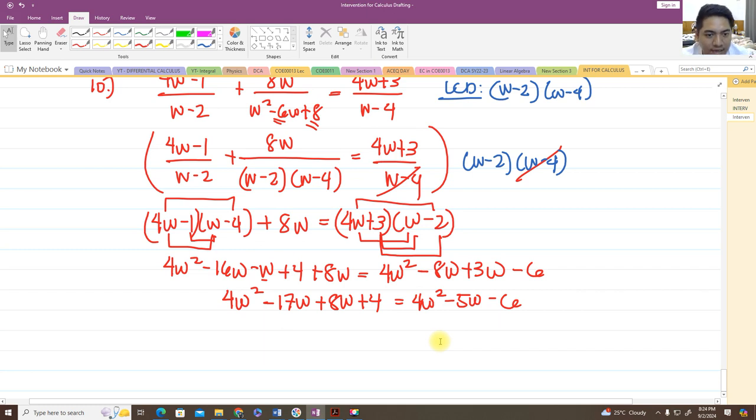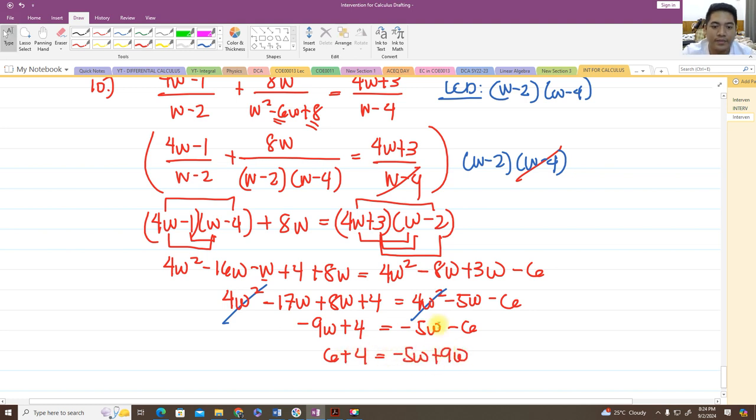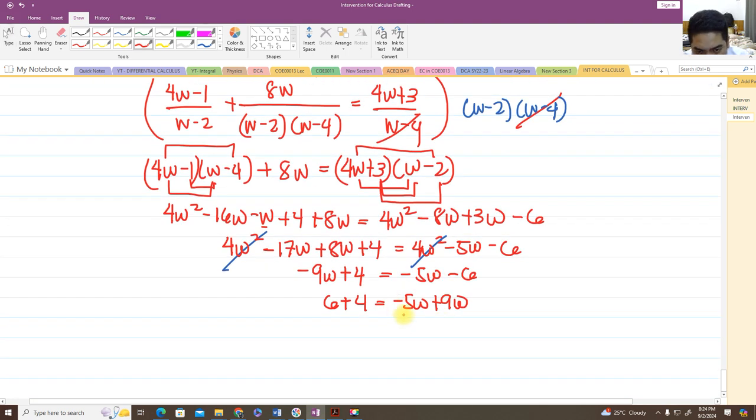Alright, so basically, what we are doing here, we can cancel 4w squared. Okay. So you have negative 17 plus 8w. That's negative 9w plus 4. You have negative 5w minus 6. So combining like terms, so you have 6 plus 4, negative 5w plus 9w. Okay? So I just transposed negative 9w on the right side and negative 6 on the left side. So that becomes 6 plus 4, it's 10. Then negative 5w plus 9w, that is 4w.